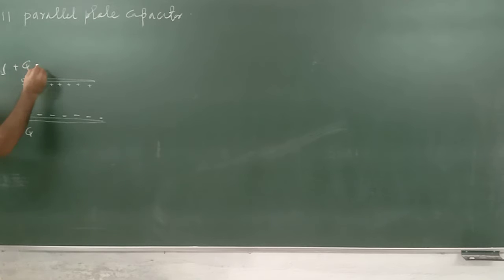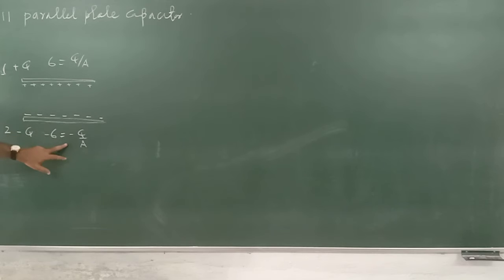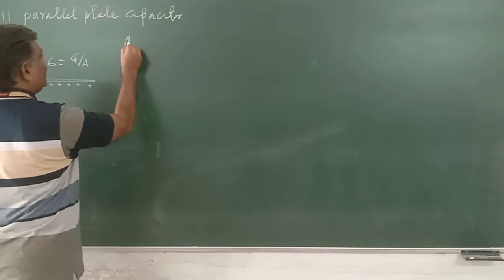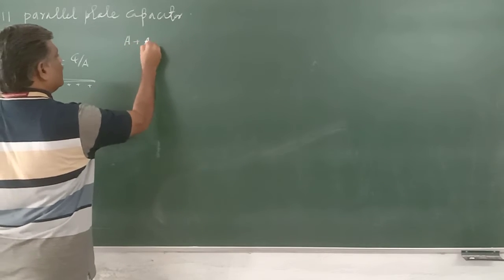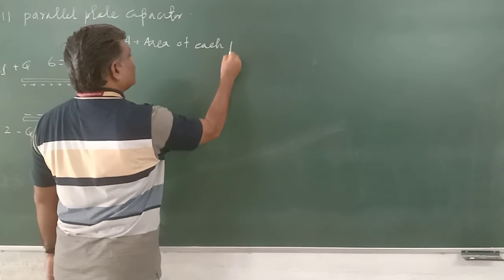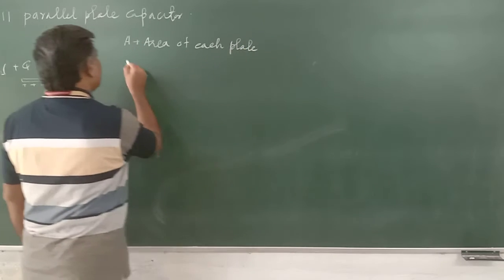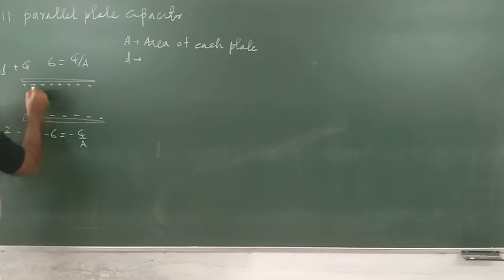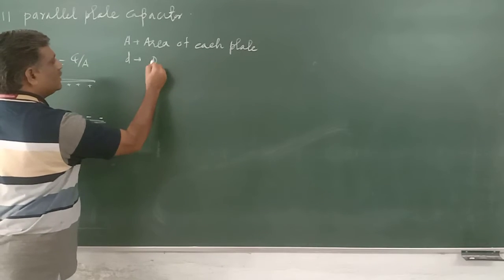So sigma is equal to Q by A. Here sigma becomes minus Q by A, it is negative. Now A is the area of each plate, and d is the distance of separation between these two plates.